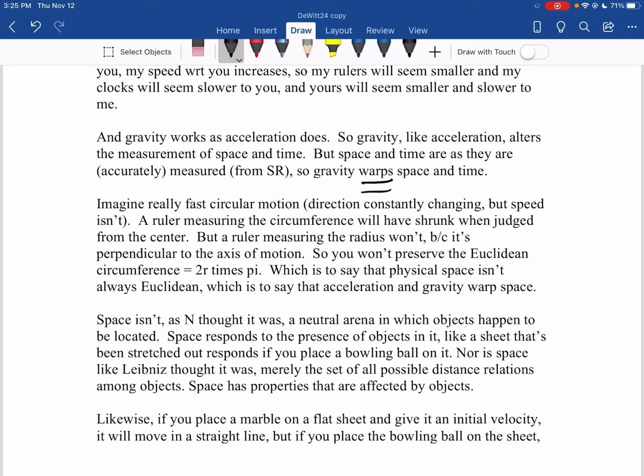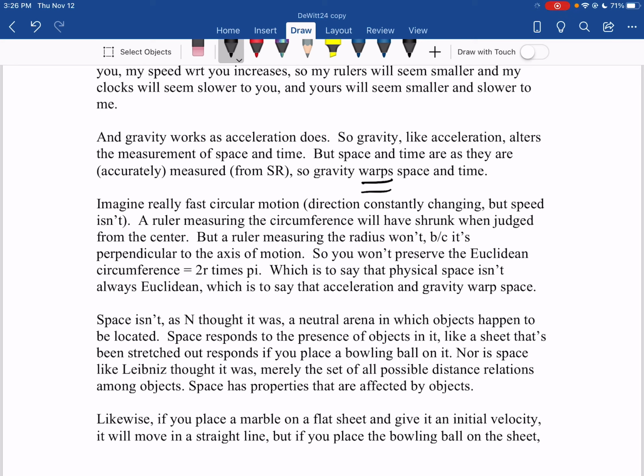With circular motion, it's not constant velocity because the direction is constantly changing, but the speed isn't. So we need to figure out how motion is going to alter space in these circumstances. Here is Brian Greene, the same physicist from whom I stole the light clock example. Here's his way of understanding this case.